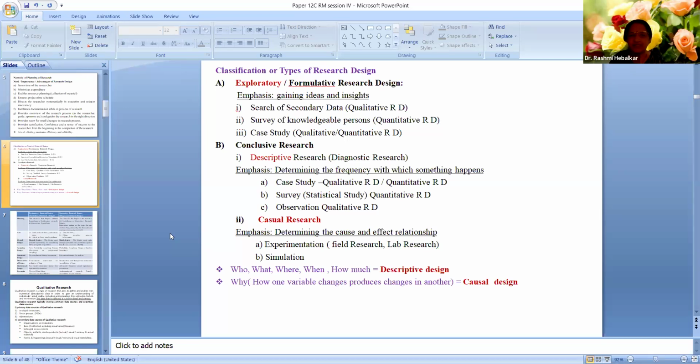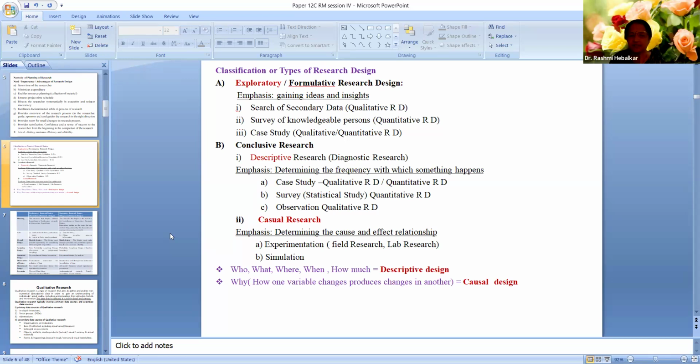This is one type of design I'm talking about. So search for secondary data. All secondary data is generally qualitative data. RD means research design. When you are talking about qualitative research design, it is in the form of secondary data and primary data also. Survey of knowledgeable persons.